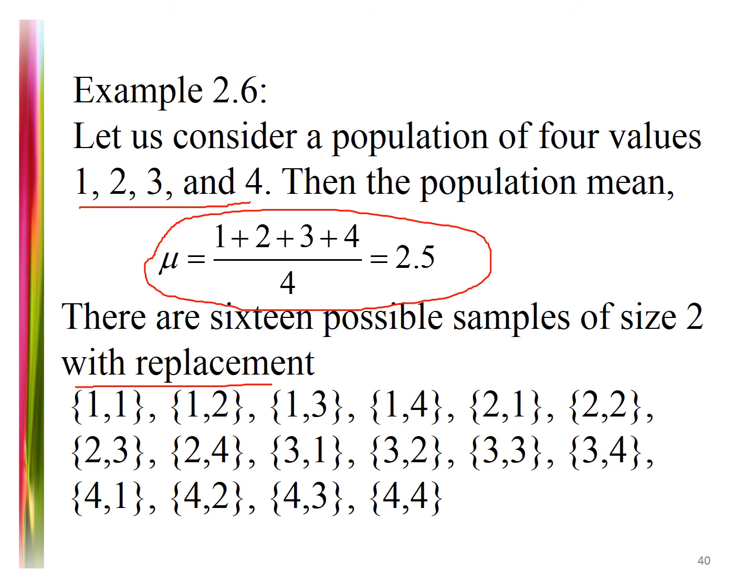If you select the sample with replacement, the possible samples are 1 comma 1, 1 comma 2, 1 comma 3, 1 comma 4, up to 4 comma 4. So we can select 16 possible samples. Don't forget this is the population mean, because I am going to verify the result, so mu is equal to 2.5.